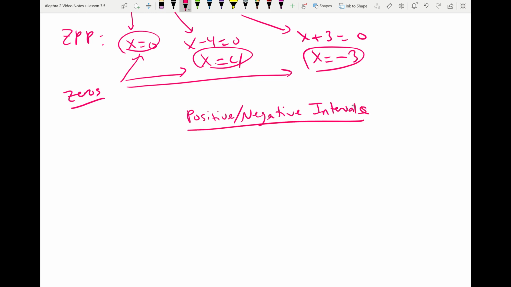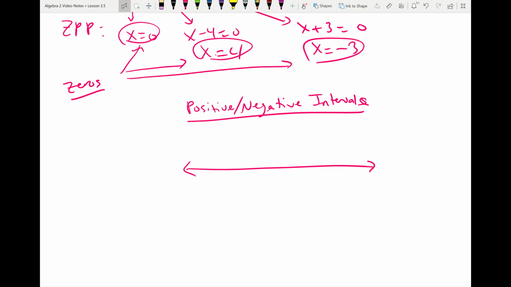All right, so I'm going to do a number line. And I'm going to label my zeros on that number line. So I have 0, I have 4, and I have -3. It doesn't really matter as long as it's on the right. Positive is to the right, negative is to the left, all that stuff. So now we know that at -3 we have a 0, at 0 we have a 0, and at 4 we have a 0. So now we're going to test to the left and right of each of those values.